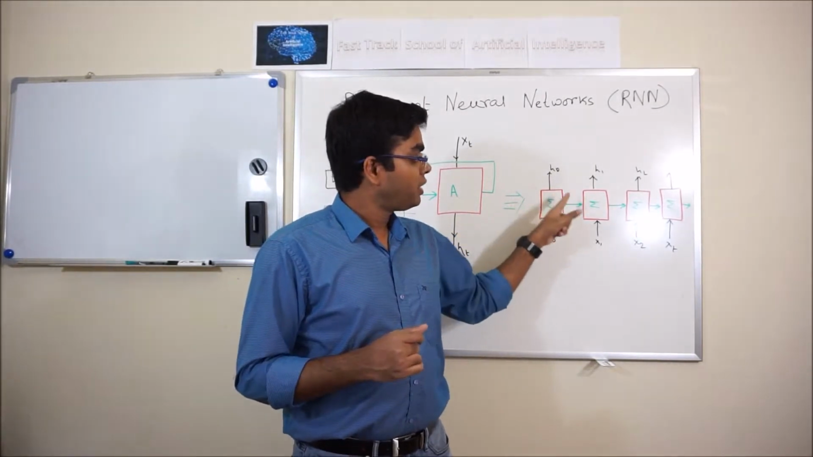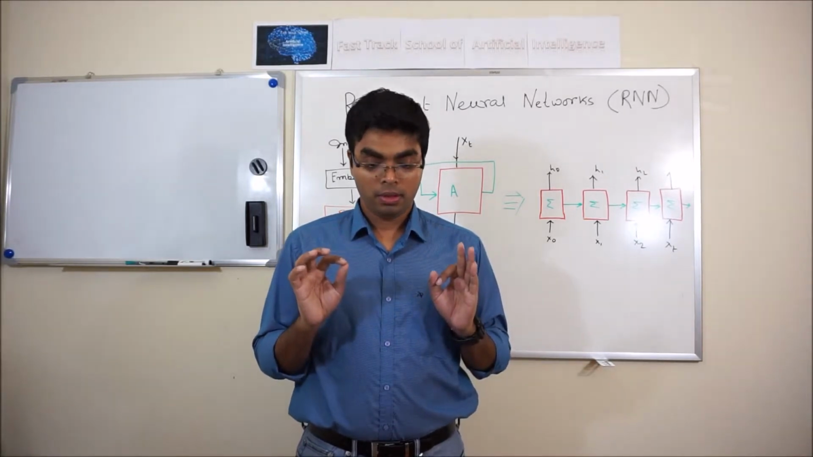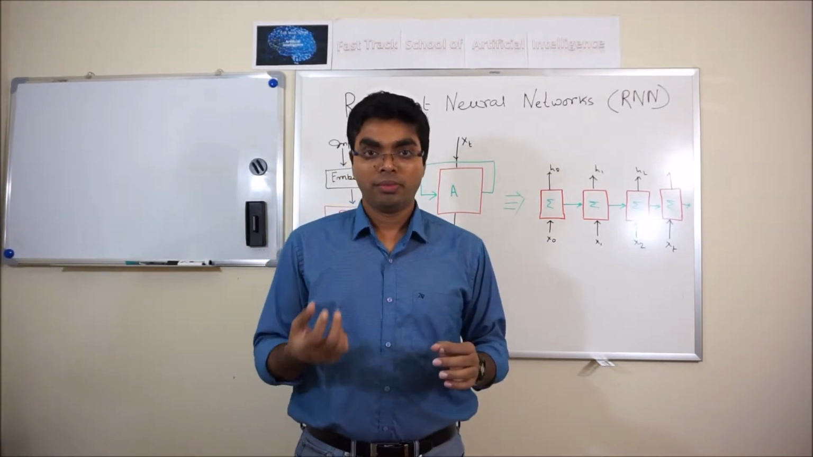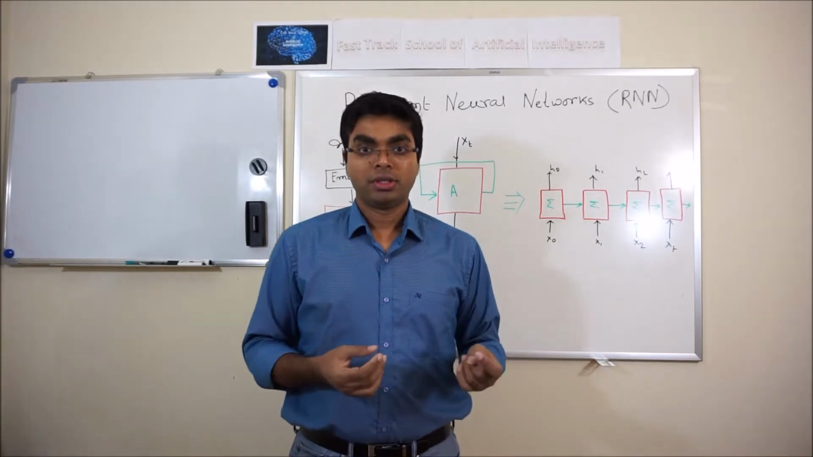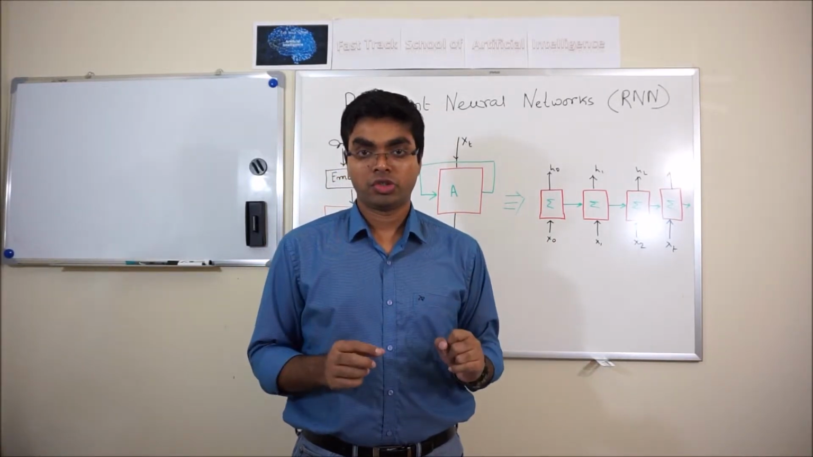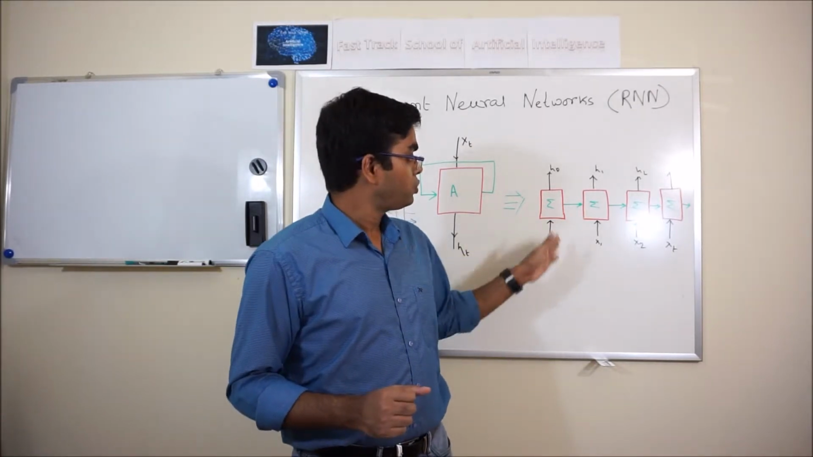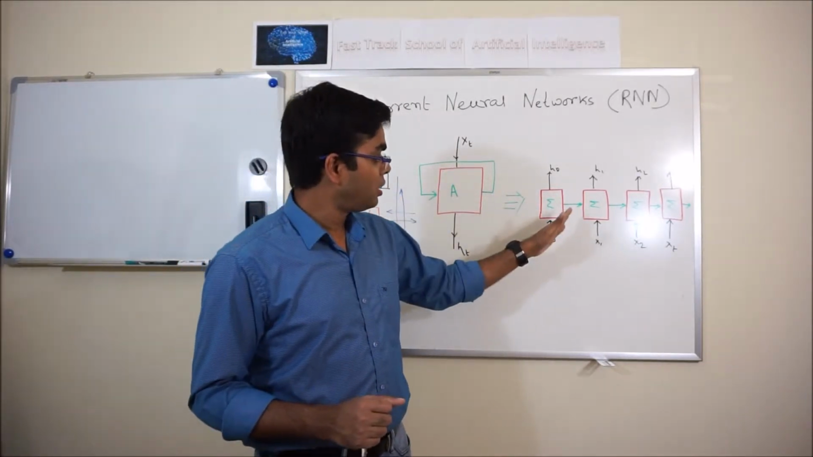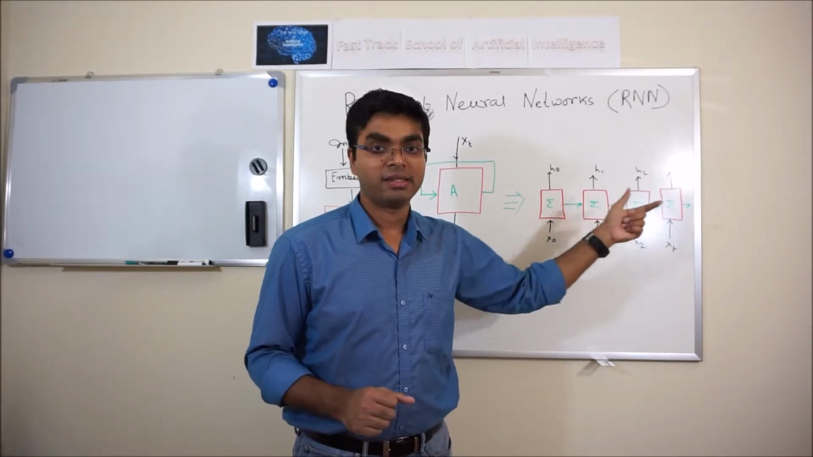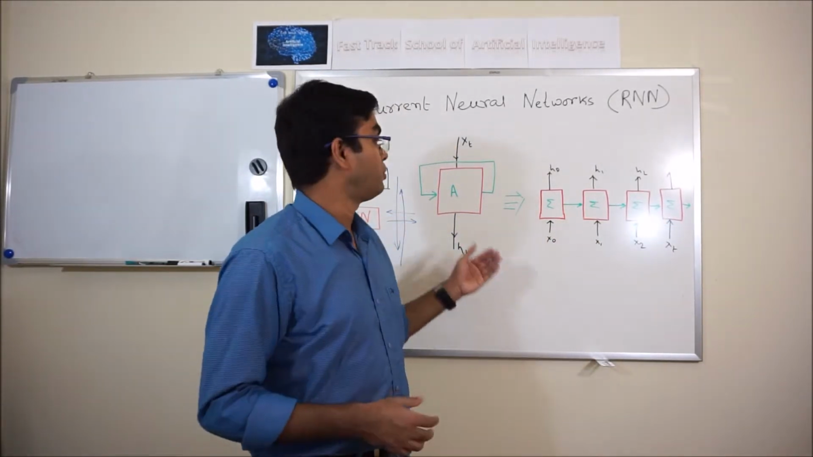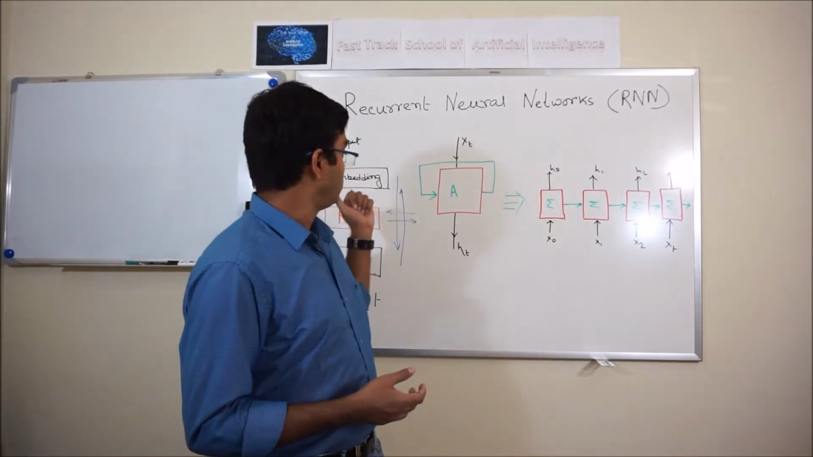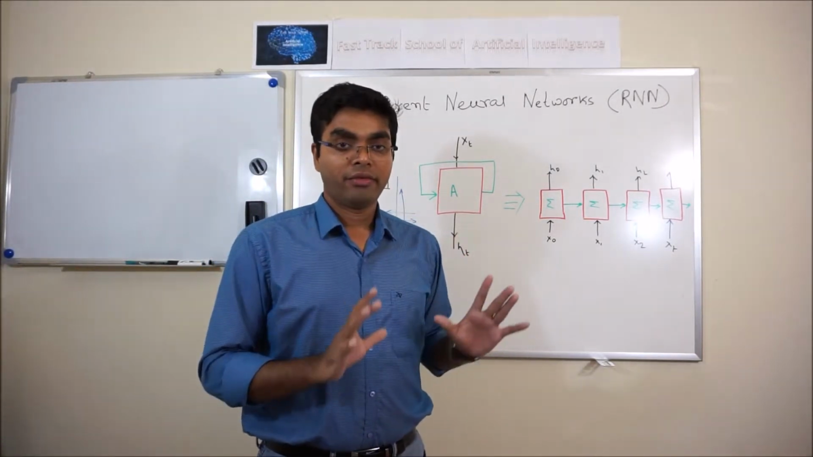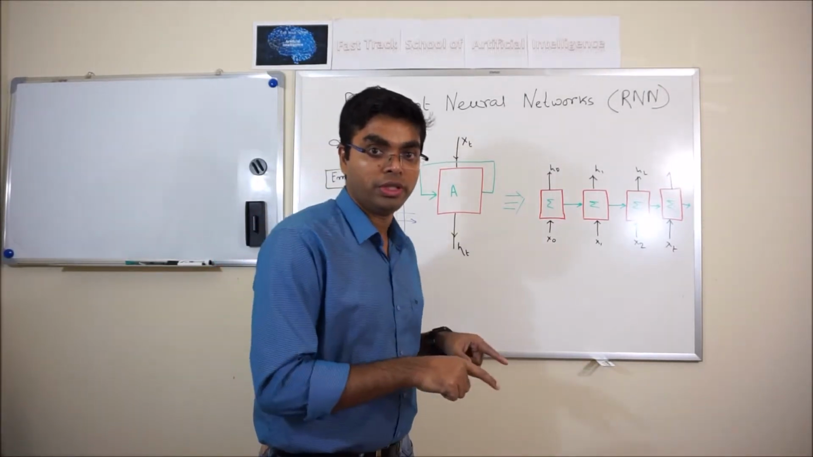These individual modules contain very simple activation operations. Normally they use the TANH activation function to produce the output and the cell state as well. These individual terms are sometimes called cell state. You will come to that term a little later when I explain some of the advanced architecture of this RNN. Let me draw one basic, simple RNN module in detail.